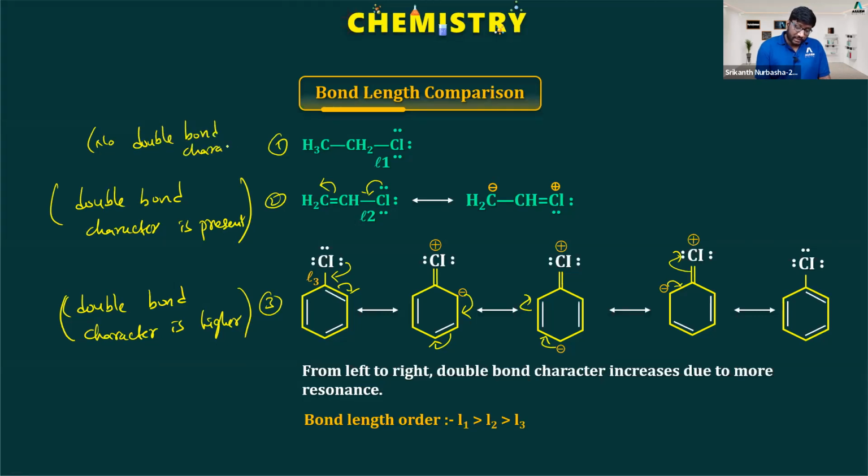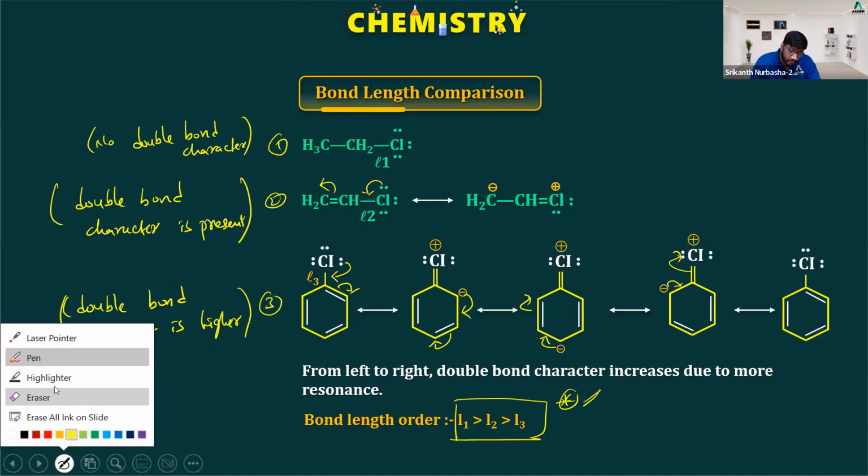No double bond character is available in the first structure. Second and third, you have double bond characters. The third structure has the highest double bond character. So L3 will be the shortest bond, then L2, then L1. L1 is greatest, then L2, then L3. This is the order. That means L3 is going to be least.